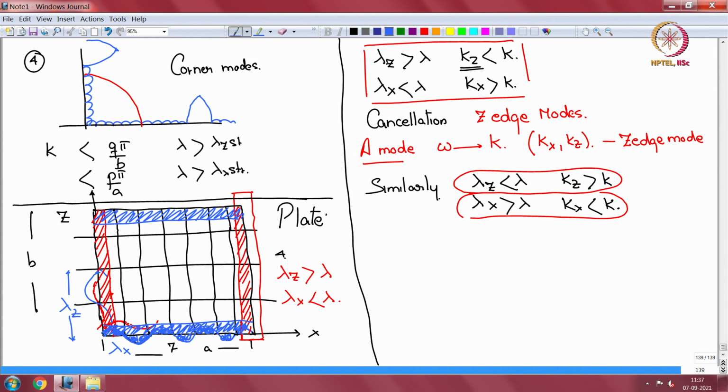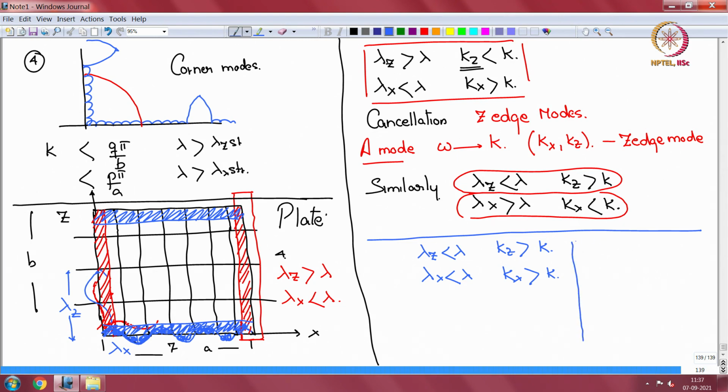Now along the same lines, you could have a situation where lambda z happens to be less than lambda, and lambda x also happens to be less than lambda, which means kz happens to be bigger than k, and kx happens to be bigger than k. So then you will have cancellations happening in both the directions.